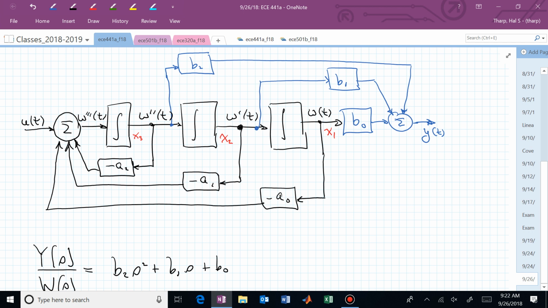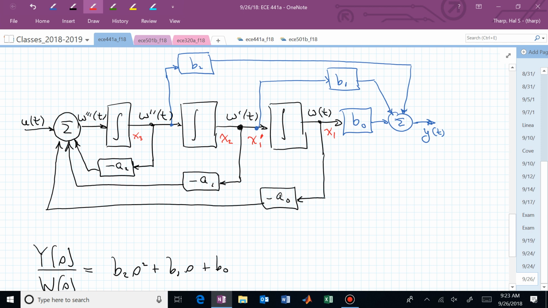Where was I? Oh, I was looking for an answer to the other question, which is, how do I find x1 prime? Where is that? Can you identify that in this block diagram? That answer is so easy that maybe it's hard, right? But all we have to do is walk on the other side of that integrator sign and find W prime, I guess x1 prime, which is W prime. Here is x1 prime.